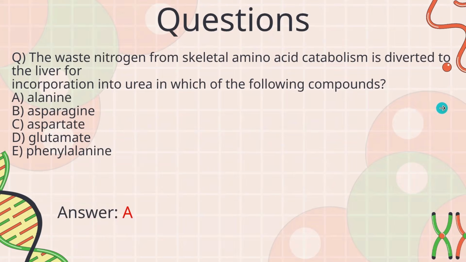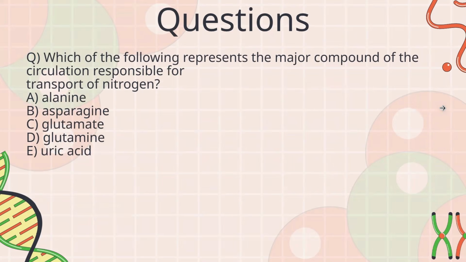Which of the following represents the major compound in circulation responsible for transport of nitrogen? The answer here is D, glutamine. Actually, sorry, this is probably wrong. It is glutamate, because we talked about how the compound responsible for the transport of nitrogen is glutamate. But glutamine could work because it contains glutamate as well. I will check and let you know after this video, inshallah.